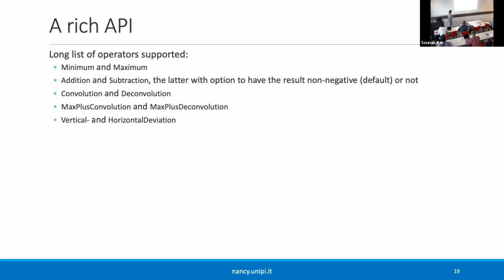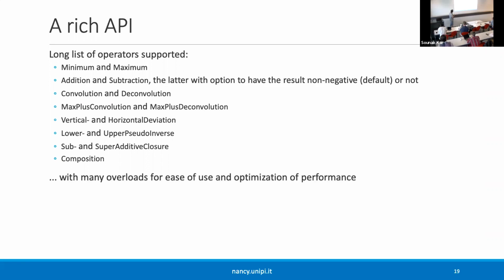We can compute vertical and horizontal deviation, again, for any kind of UPP curves. We are not limited to convex or concave. And we can use lower and upper pseudo-inverse that have been used in literature to switch from the min plus to the max plus representation, for example. We can compute the sub and super additive closure, and we can compute decomposition. And finally, all of these come with many overloads for ease of use and optimization.